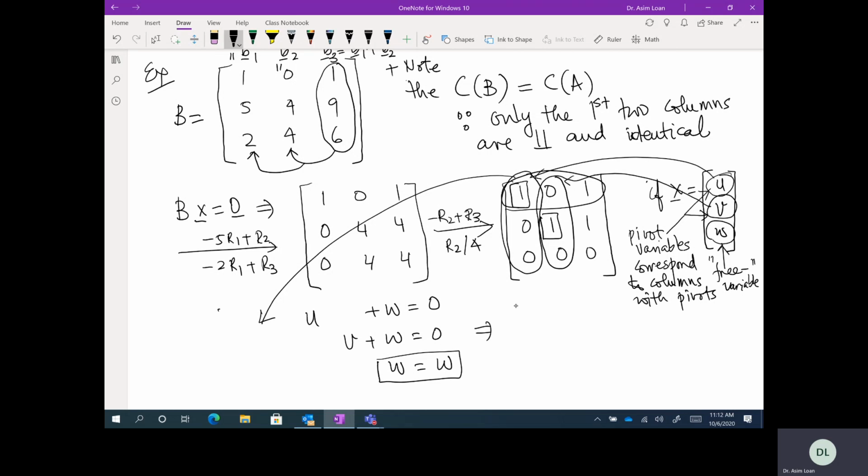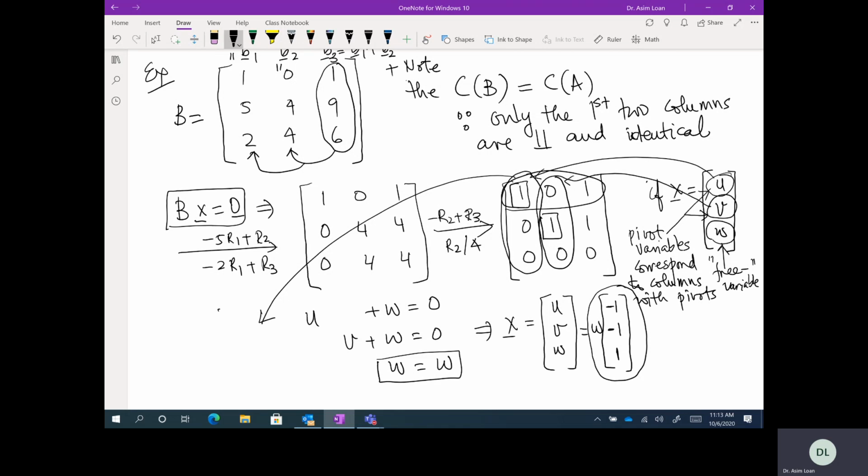So this simply means if I have x over here, and x is u, v, and w, and I take w common, then u is equal to minus w, so this is minus 1. v is equal to minus w, this is minus 1, and w is equal to w, so this is plus 1. So all vectors of this form, or multiples of this form, will always give you Bx equal to 0, so you have infinitely many solutions.